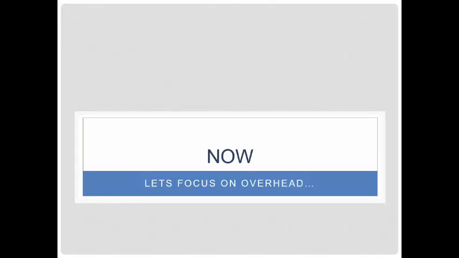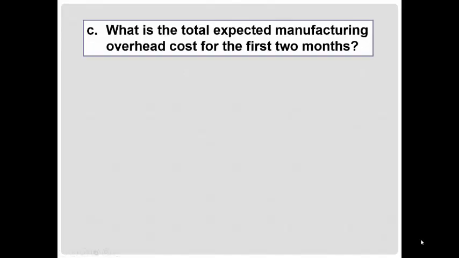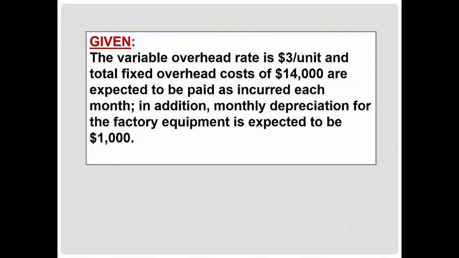Now we can turn our focus to overhead. What is the total expected manufacturing overhead cost for the first 2 months? What we were told in the original information about overhead, shown in the latter part of the paragraph, is that the variable overhead rate is $3 per unit, and total fixed overhead costs of $14,000 are expected to be paid as incurred each month. In addition, monthly depreciation for the factory equipment is expected to be $1,000.